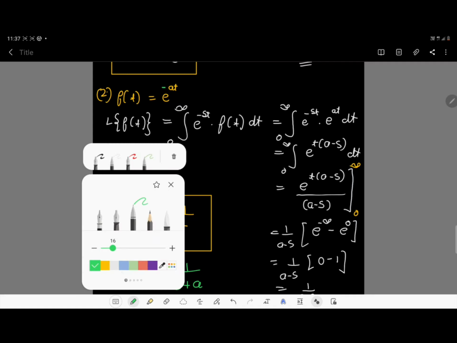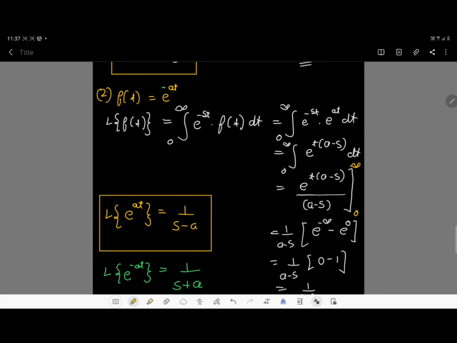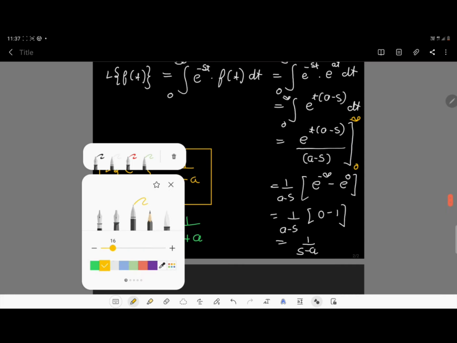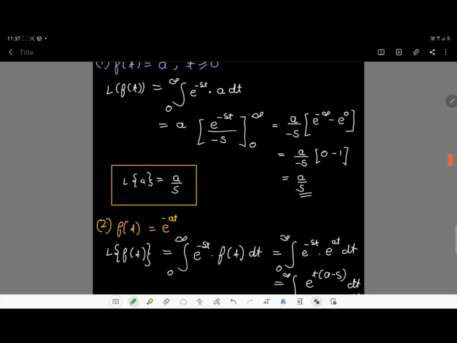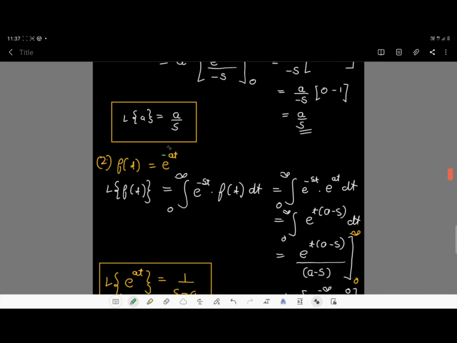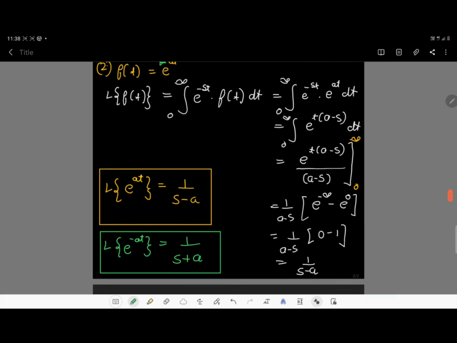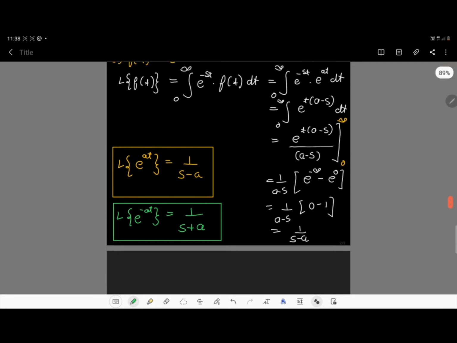Okay, so wait, s minus a, and this is s plus a, and I'll highlight it here. So these are your results for the second question. I'll remove this minus so that you don't get confused. It's not getting removed. I'll cut it here. Yes. So it is e raised to power at. So you can note this down, right? Okay. Now third question.